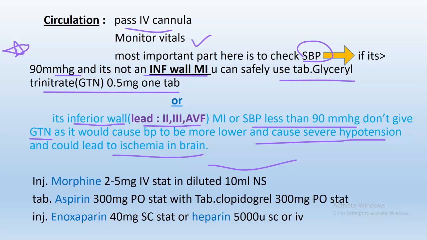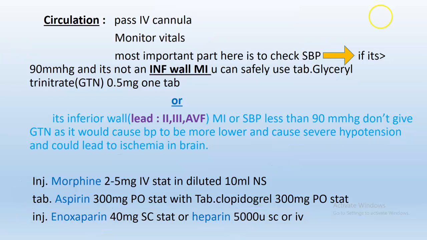In other cases, you can safely use morphine 2 to 5 mg IV stat. It also decreases the afterload. Then antiplatelet therapy: tablet aspirin and clopidogrel 300 mg orally stat, and injection enoxaparin or heparin. Depending on the patient's condition, if the patient has CKD you have to use heparin. If the patient has no CKD, you can safely use enoxaparin for anticoagulation.